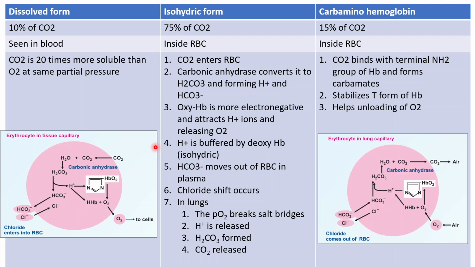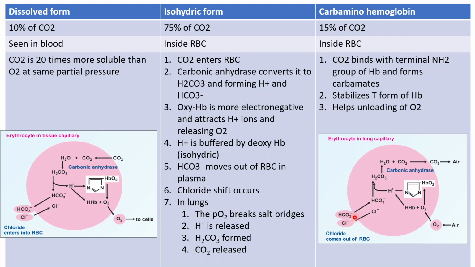So in the lung, there is an increase in partial pressure of oxygen. The oxygen breaks the salt bridges, and as a result the H positive ions are released from the hemoglobin. So this H positive ion again combines with the bicarbonate. The bicarbonate from extracellular fluid comes inside the RBC, and chloride moves out, just the opposite.